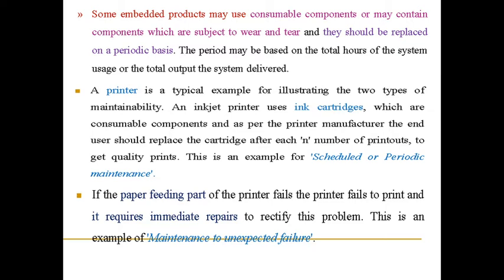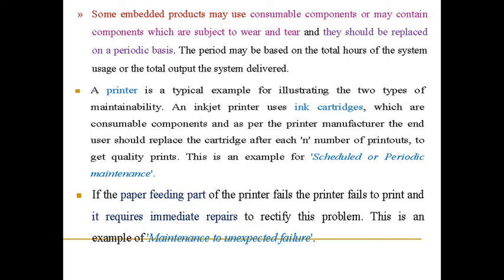Most embedded products are implemented by making use of consumable components or certain components which are subjected to wear and tear, and there should be a replacement on a periodic basis. The period may be based on the total hours of the system usage or the total output the system delivers. For example, take any camera, which works on batteries. On a periodic basis you have to recharge that battery, and after some years you have to replace that battery also.